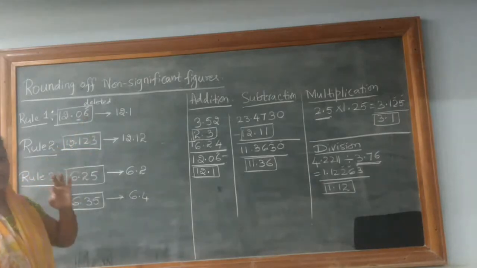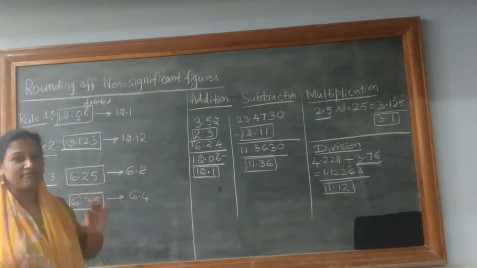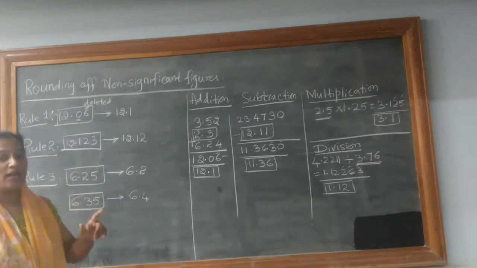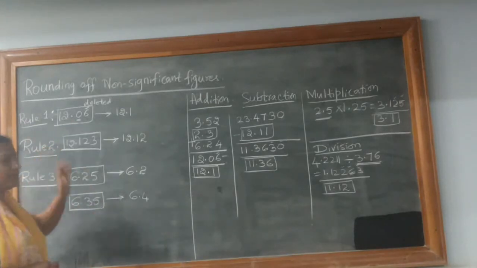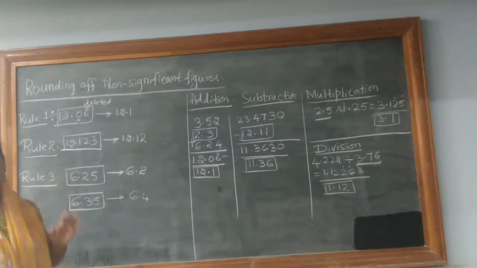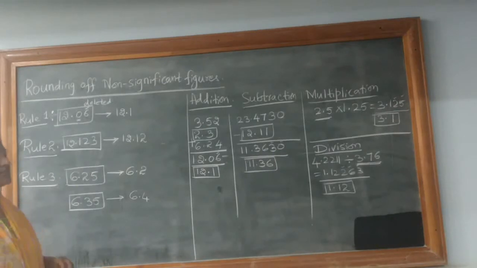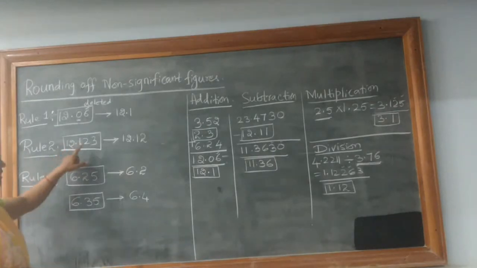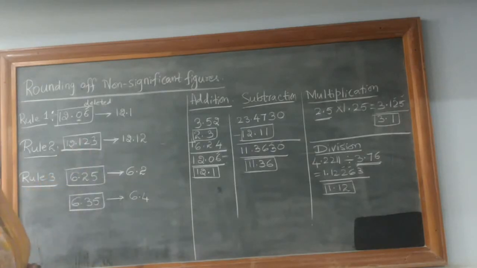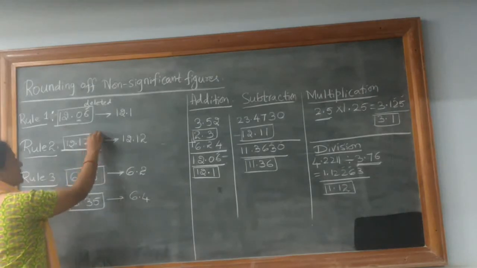If the digit to be deleted is greater than 5, then add 1 to the preceding digit. That itself is the first rule. Now coming to the second rule. Now if 12.123 is to be reported only up to 4 significant figures, then the digit to be dropped is 3.